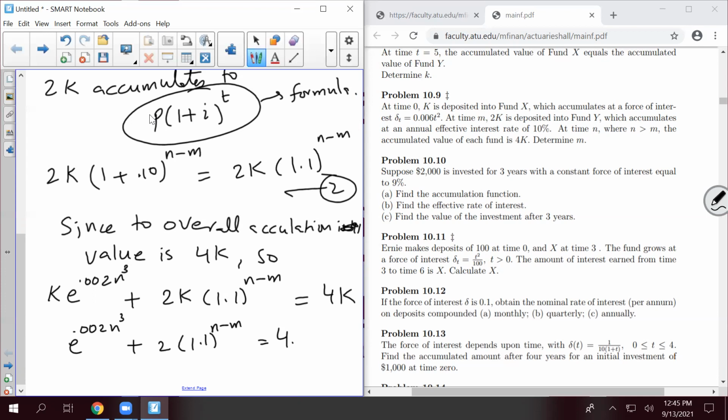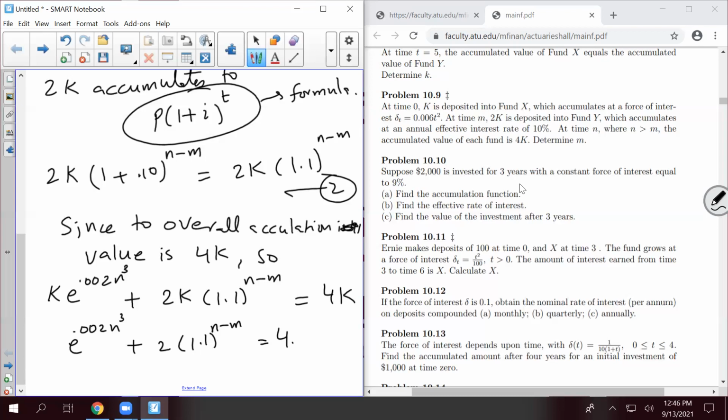I'm confused on how K plus 2K equals 4K, because when does that equal 3K? No, I didn't say K plus 2K is 4K. I said this whole thing plus this whole thing is 4K, because they tell us the accumulated value. Oh, the accumulated value of each fund is 4K. I thought the total value is 4K. Okay, that's why. All right.